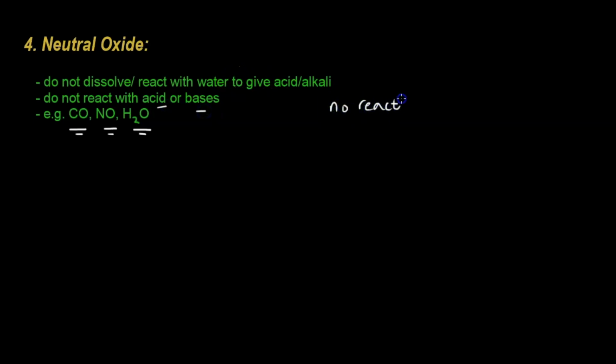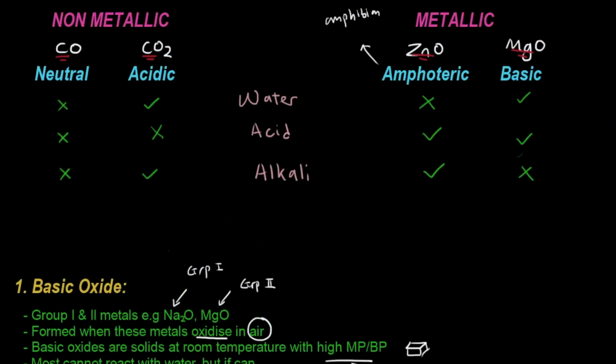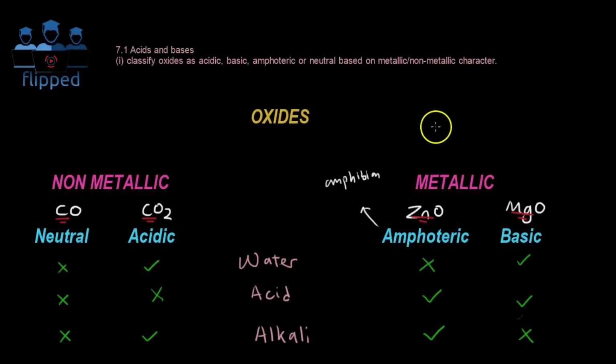It's usually either in a gas or liquid phase. It's rarely in solid phase. So there's no reaction here for neutral oxide. Once again, I want to end the video with this mind map here. Hopefully it helps you in your revision for oxides. Remember that each oxide only has 2 reactions. And that is all for oxides.